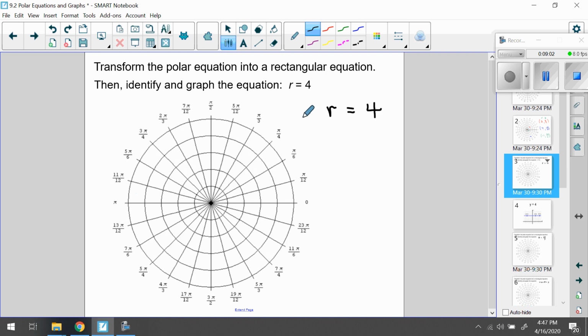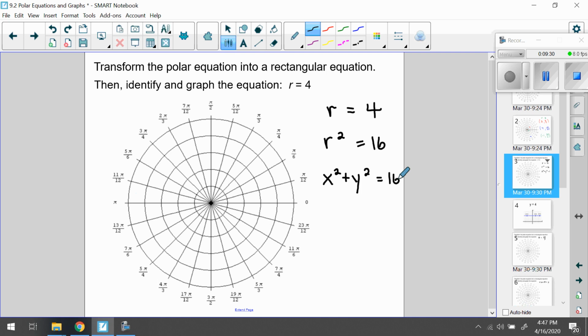So remember, the book offered 2 suggestions. You could either multiply both sides by r or square both sides. I think I like the squaring both sides recommendation here. And by doing that, we get r squared equals 16. And you might remember that r squared equals x squared plus y squared. That was something we used in the last lesson. And that still equals 16.